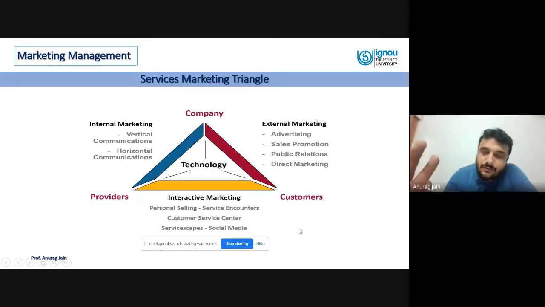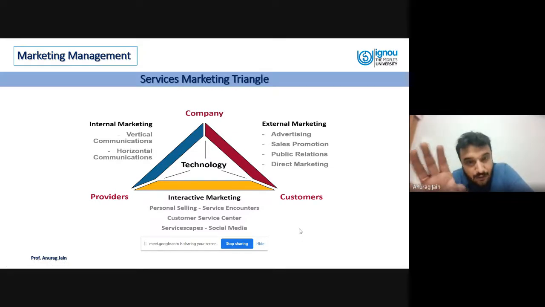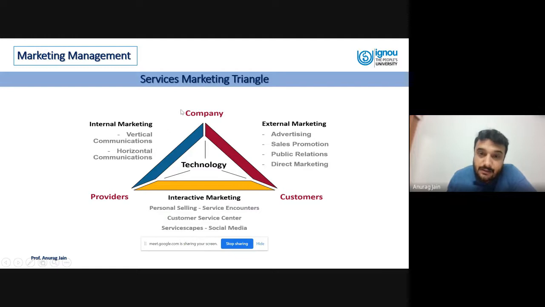So there are three different types of marketing which will be required, and which will be a part of this services marketing triangle, right? So the first and foremost important is internal marketing. And what is this internal marketing? What kind of vision, mission, objectives, what kind of internal marketing does the company do to communicate effectively inside the organization, right?